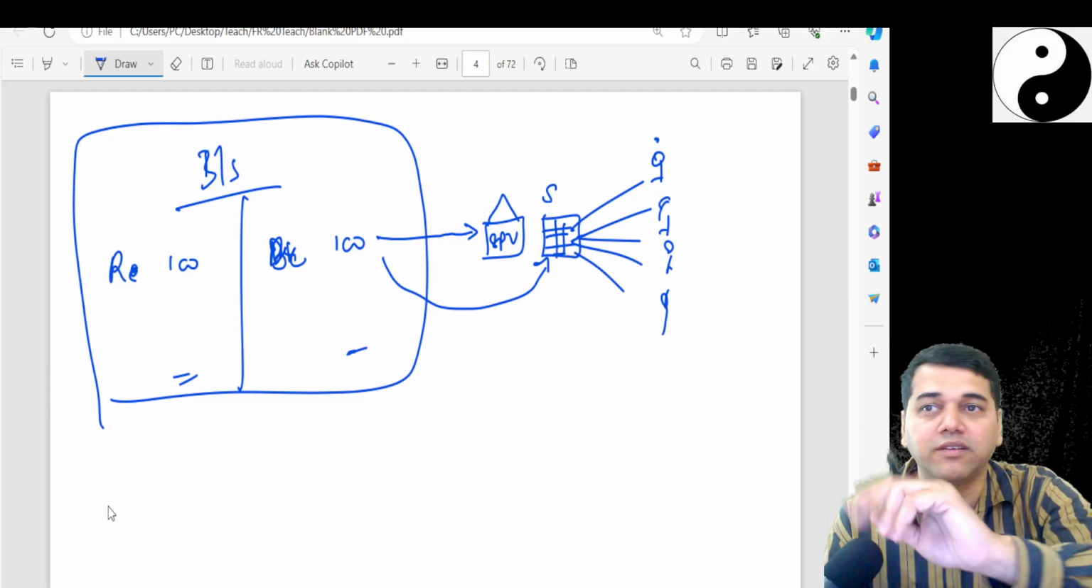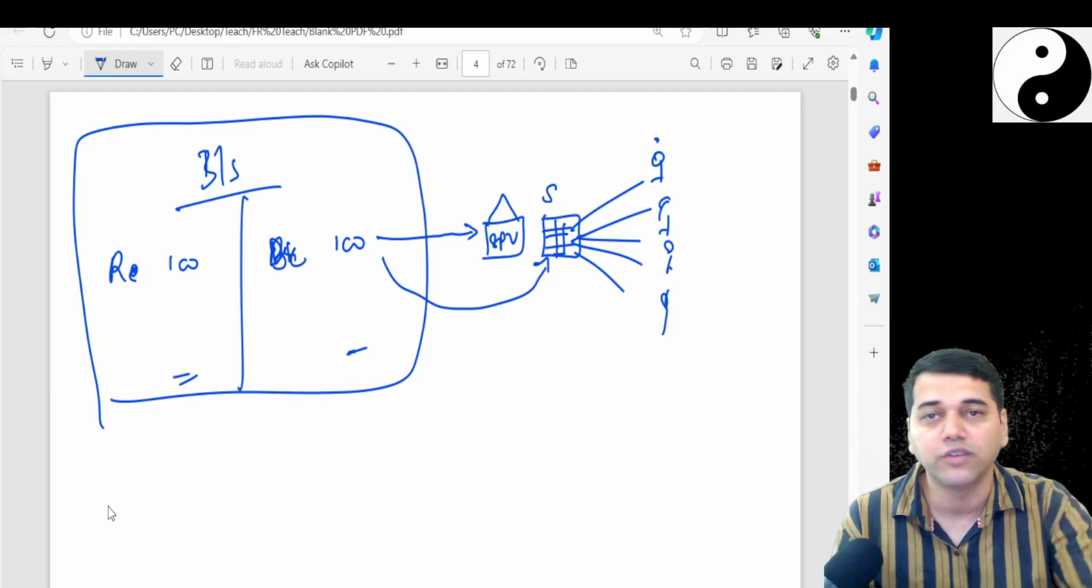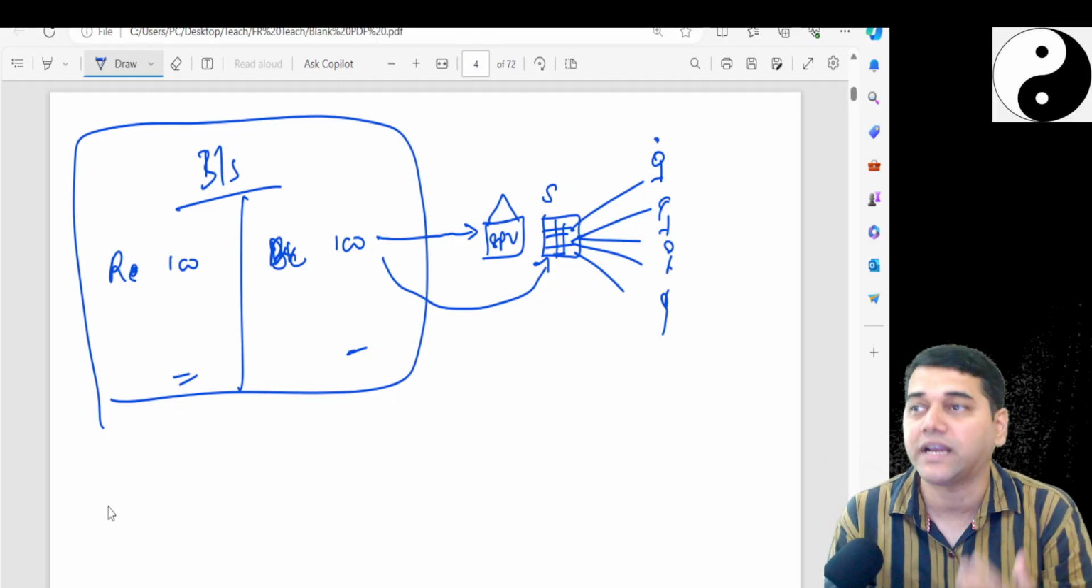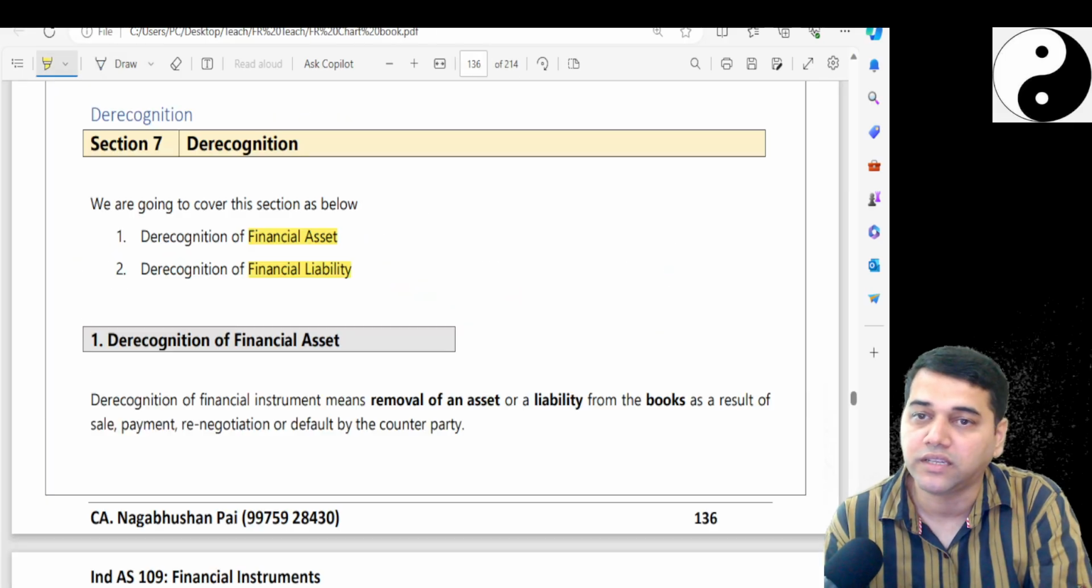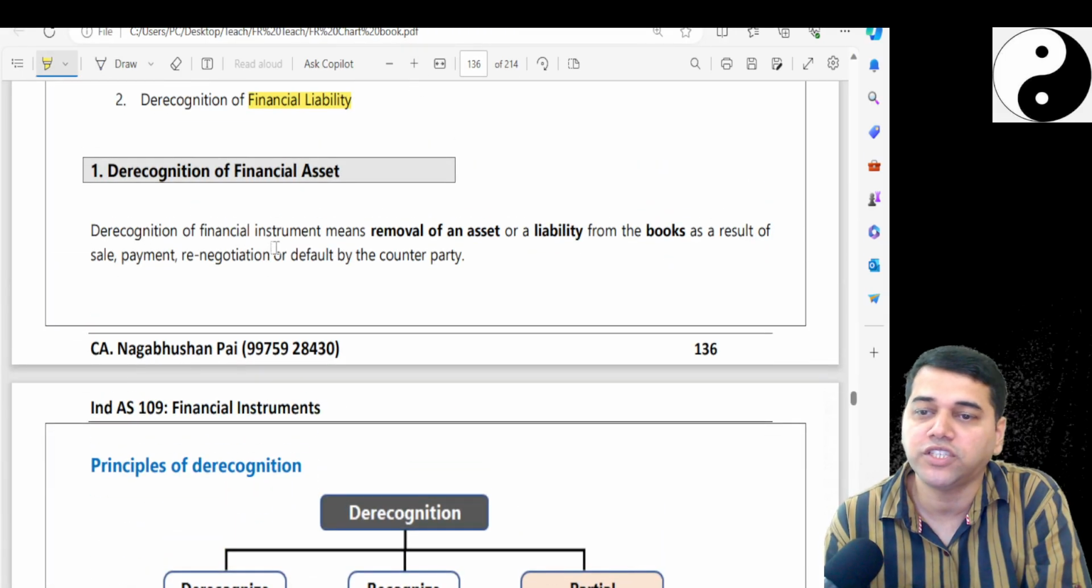You remember yesterday one problem we solved with the financial asset. The employee could not pay, only 2,50,000 he can pay. It is like a modification. So when modification happens, how should we account for it? That's what we are going to learn here. So what are the rules of the financial asset? De-recognition of the financial asset.